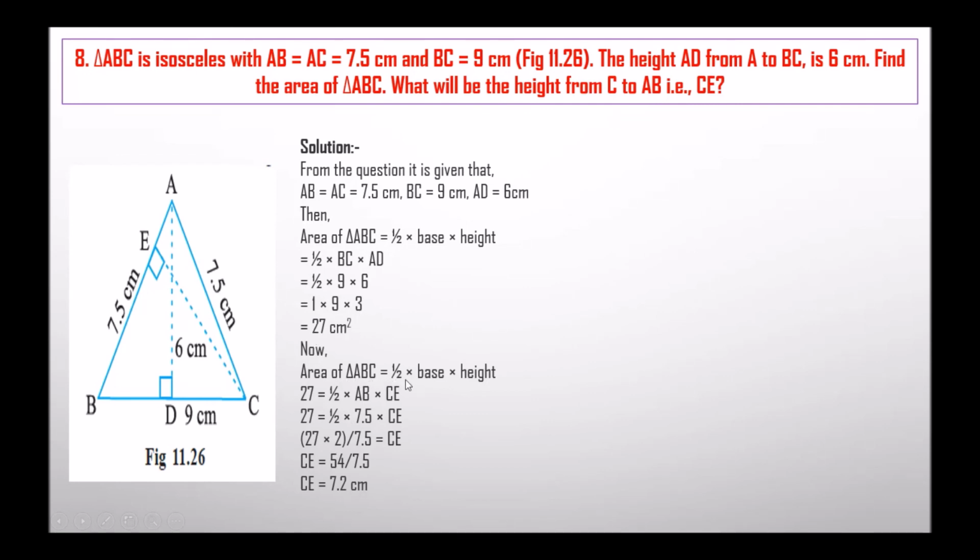Area of triangle ABC equals half into base into height. So 27 equals half into AB into CE. So 27 equals half into 7.5 into CE. 27 into 2 upon 7.5 equals CE. So CE equals 7.2 centimeter.